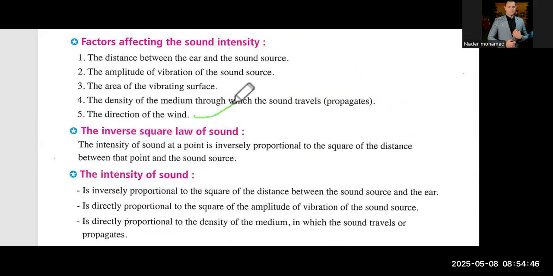If the wind direction is in the same line, the sound intensity will increase, but when it is in the opposite direction, it will decrease. The inverse square law of sound: the intensity of sound at a point is inversely proportional to the square of the distance, like I is proportional to 1 over d squared. When the distance doubles, the sound intensity decreases to a quarter.